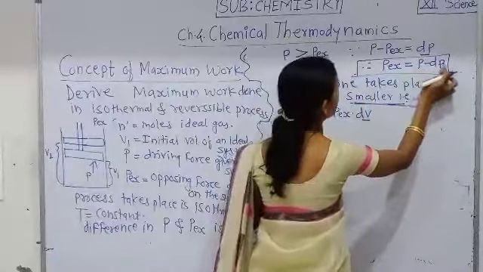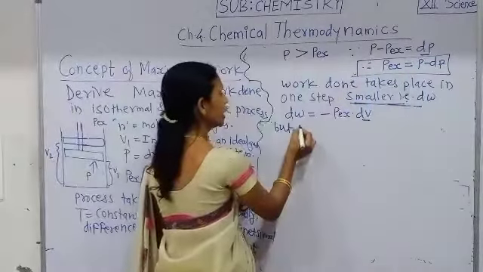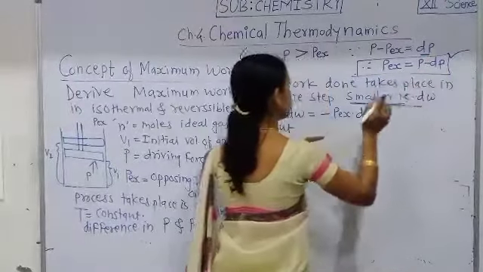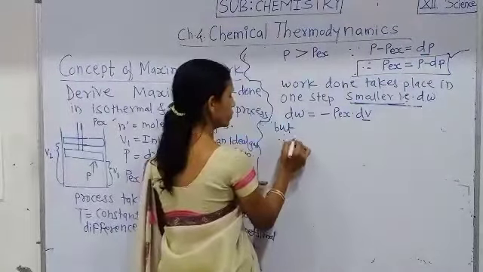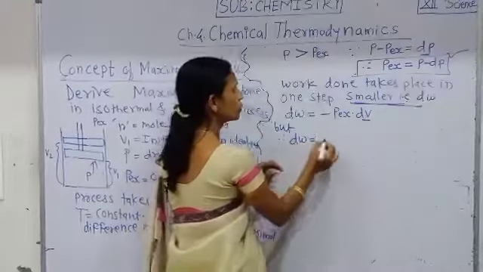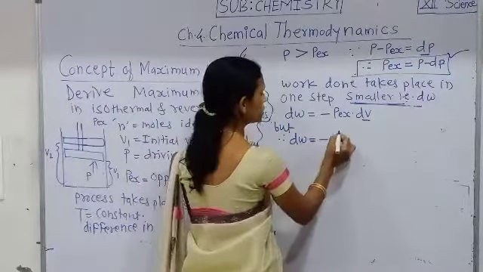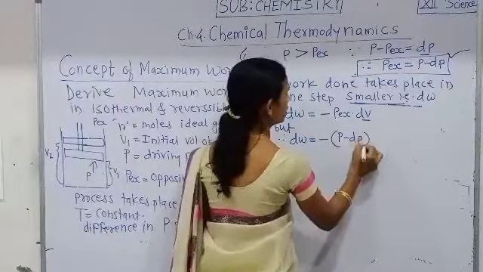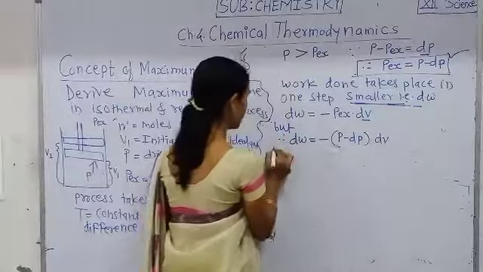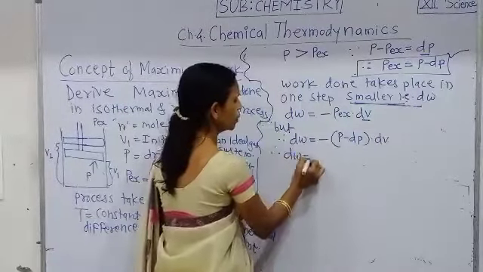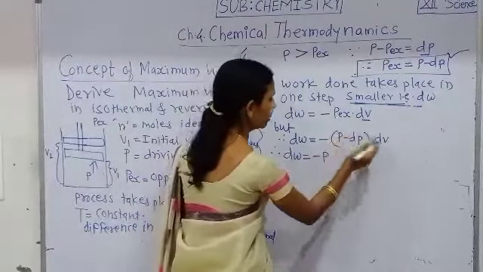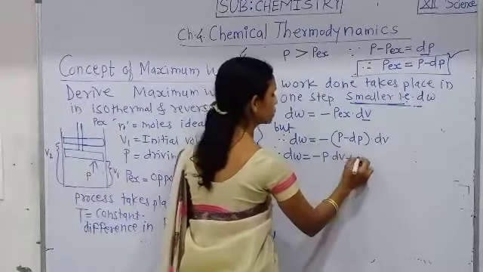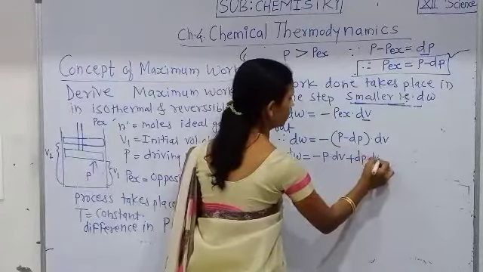But see here, Pex is P minus dP. Therefore, putting the value of Pex, that is of P minus dP, this equation becomes dW is equal to minus (P minus dP) dV. Therefore, here dW is equal to minus P dV plus dP dV.